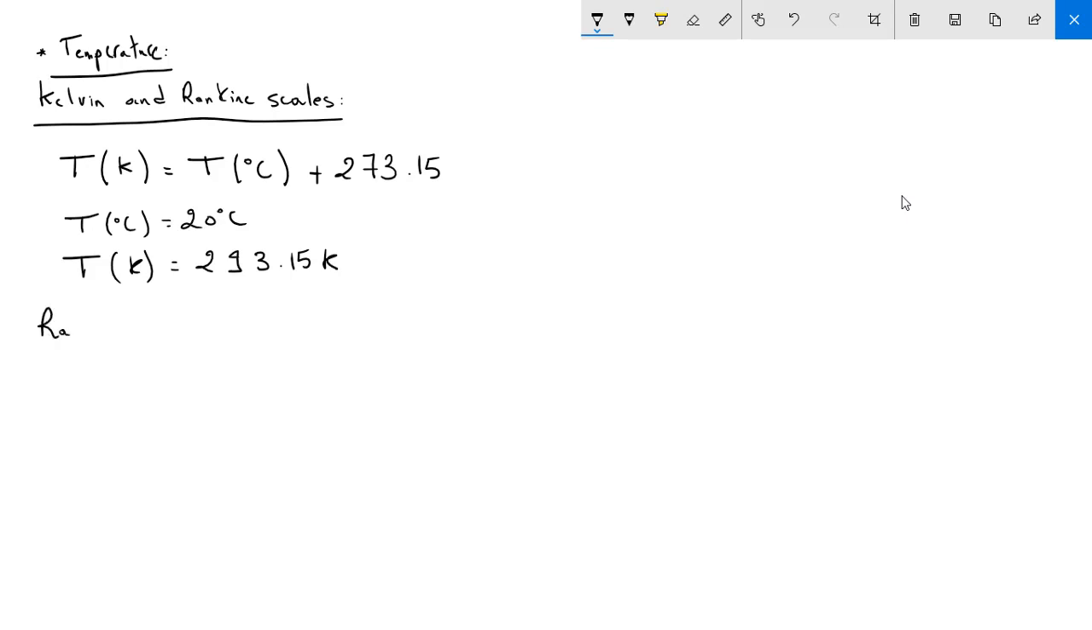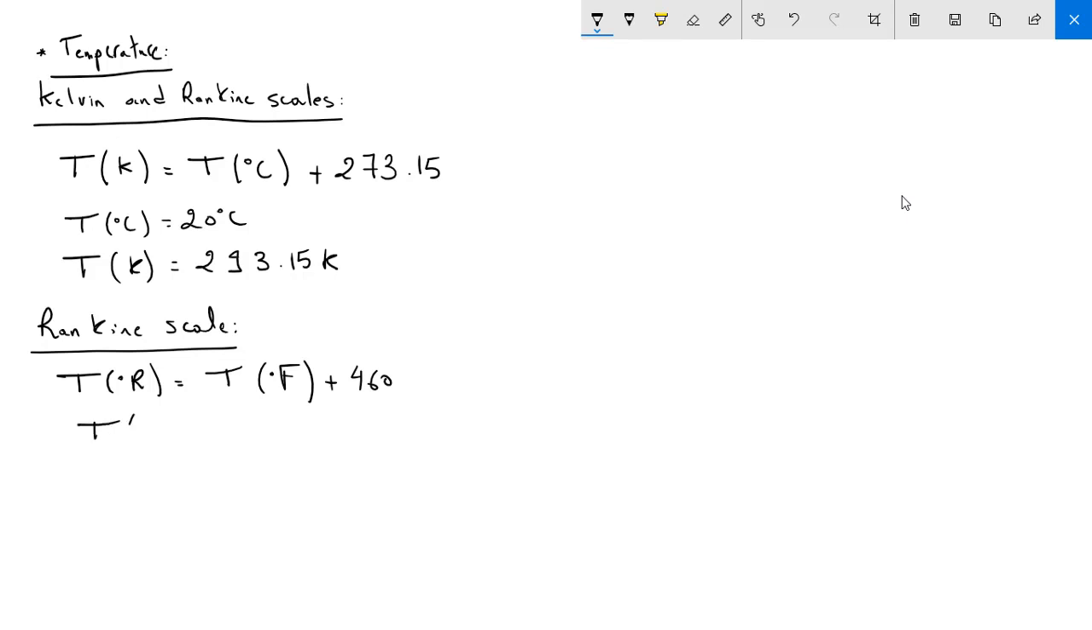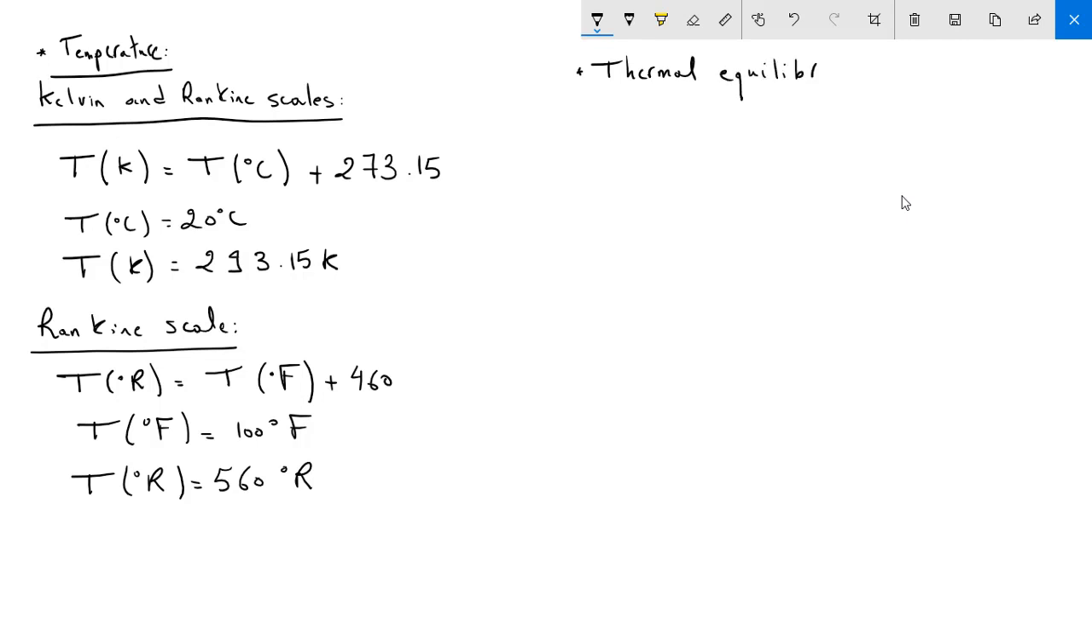Moreover, if we talk about the Rankine scale, T in degree Rankine is equal to T in degree Fahrenheit plus 460. So let's say we have T in degree Fahrenheit of 100 degrees Fahrenheit, for example. It will correspond to 560 degrees Rankine. Since we're talking about temperature, it is important in this section to know about the thermal equilibrium concept.